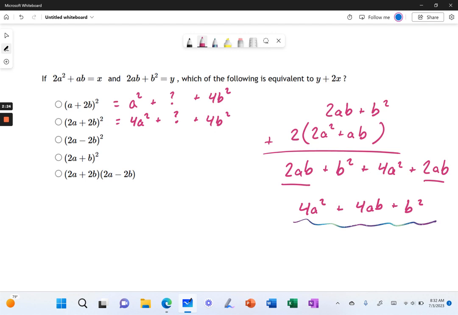And I can keep on going through here until I get to this fourth one down. This becomes 4a squared plus something in the middle plus b squared. Okay, and that's exactly what we're looking for. It's the only one that's going to match up.